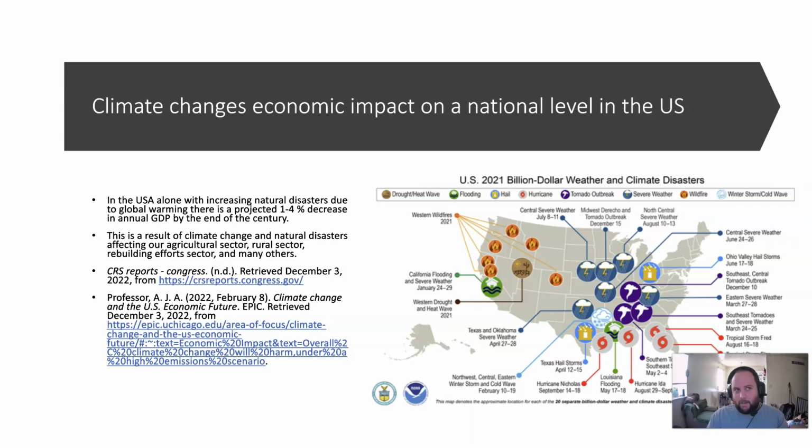Now, again, a lot of people might think, oh, 1 to 4%, that's not a lot. But when you take into account how much money we spend as a nation, that's actually quite a lot, because what's going to happen is that, this is just the 2021 $1 billion weather and climate disasters that we had.